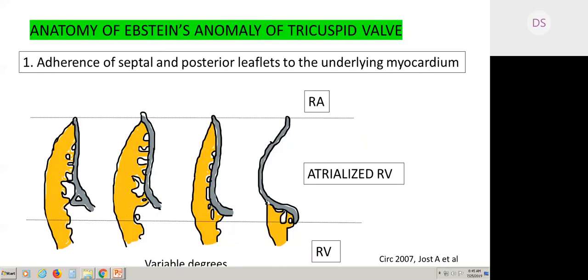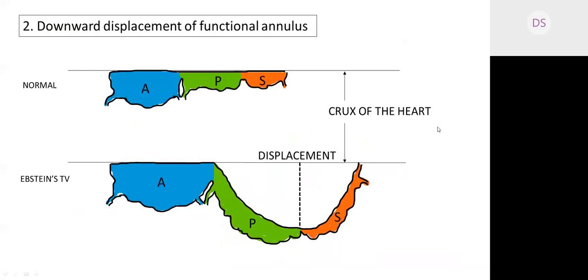This amount of adherence to the underlying myocardium could be of variable degrees. And this is what gives rise to the understanding about the displacement. So the second component is downward displacement. Remember that this displacement is secondary to the adherence of the leaflet to the underlying myocardium. Now the displacement, if you again open up the tricuspid leaflets, will appear like this. This is a normal tricuspid valve which is attached to its annulus. This is the fibrous annulus. And you have, as we understood, the anterior leaflet, which is the biggest, the posterior, and the septal. In an Ebstein's tricuspid valve, there is displacement of the septal and the posterior leaflet, along with the posterior septal commissure. So this is how you will have the displacement from the crux of the heart. And this is what you're going to measure as the displacement index.